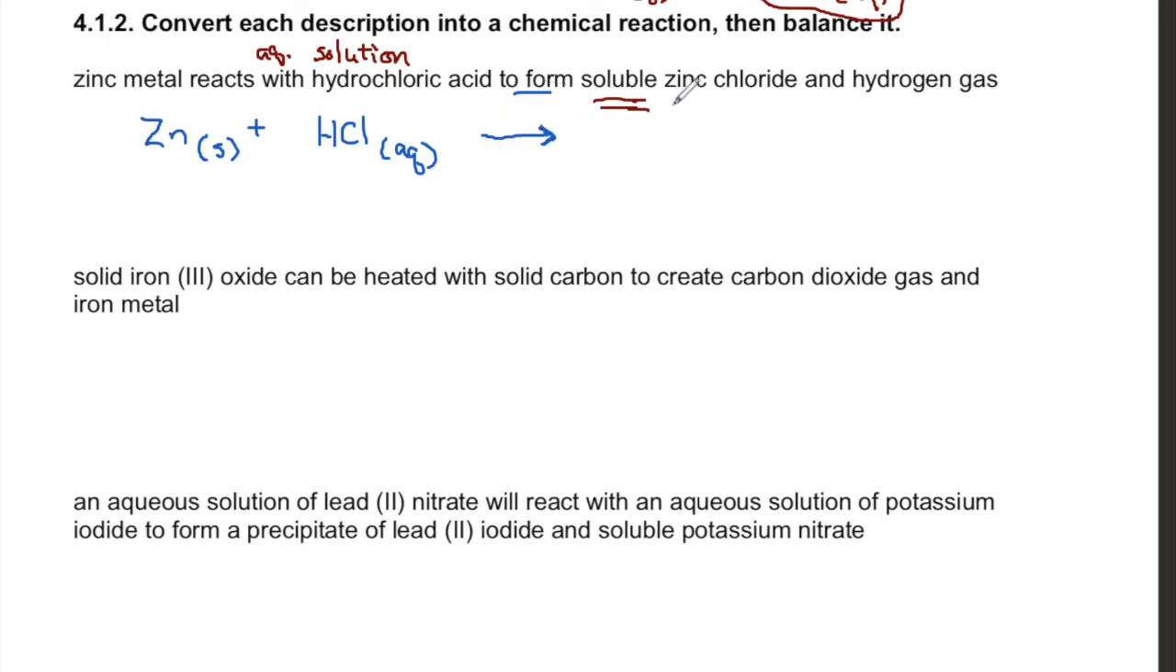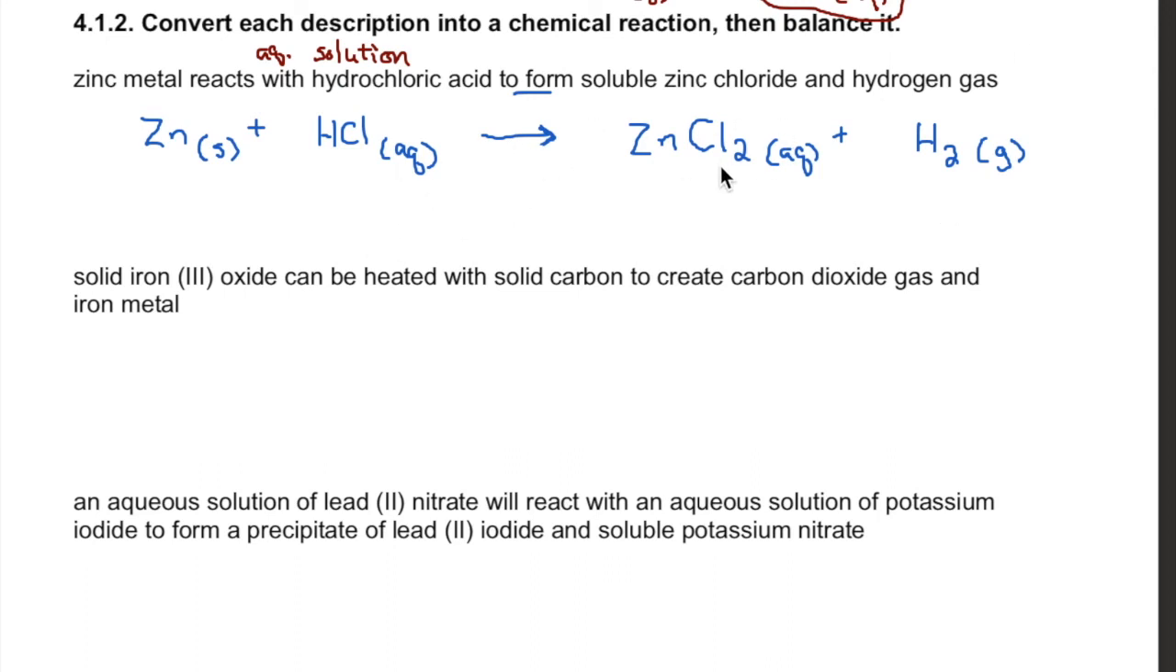It's changing. The new stuff that we have on this side includes zinc chloride. Hopefully you can write the formula for zinc chloride from your naming practice. It would be ZnCl2. And it is dissolved. It's not a solid, so we would write aqueous. It's dissolved in the water. Hydrogen is one of our diatomic elements. So hydrogen gas has the formula H2, and it's a gas, so we'll put g over here. So this would be the chemical equation for that transformation.